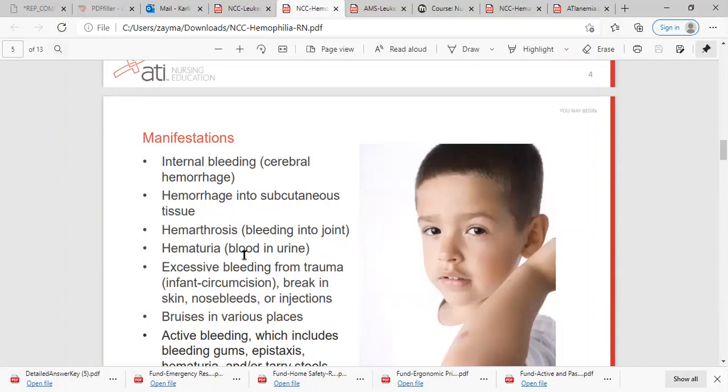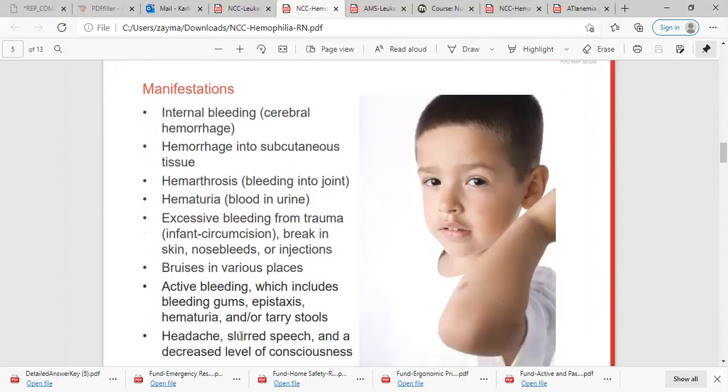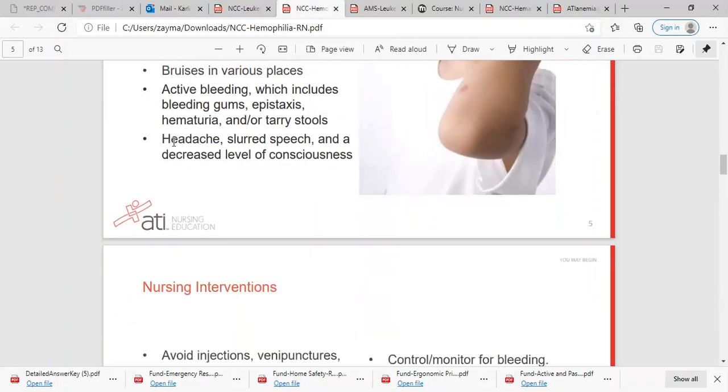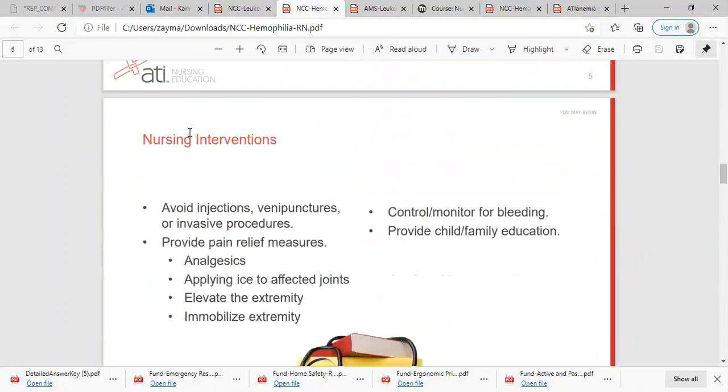They may have excessive nosebleeds. They may have serious bleeding from the most minor things, a paper cut may bleed for hours, okay? After getting an injection, they may bleed incessantly for hours, bleeding gums, all those things. Obviously, you want to look out for signs and symptoms of a hemorrhagic stroke if someone's at risk for bleeding. Avoid injections, venipuncture, anything that's going to put them at risk for bleeding.